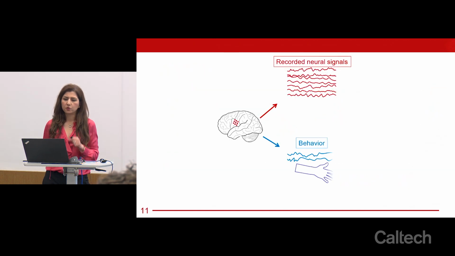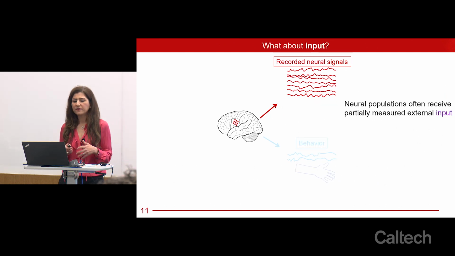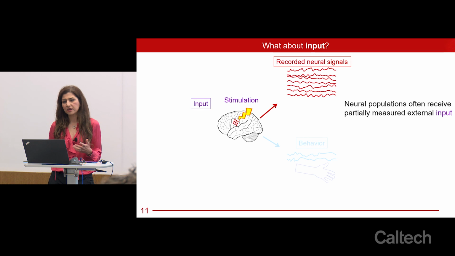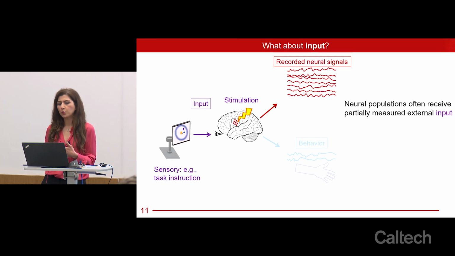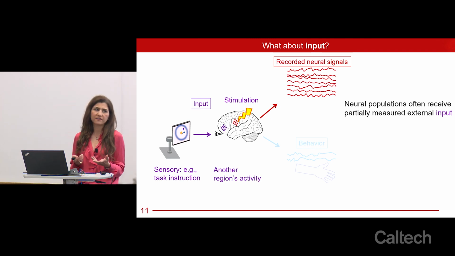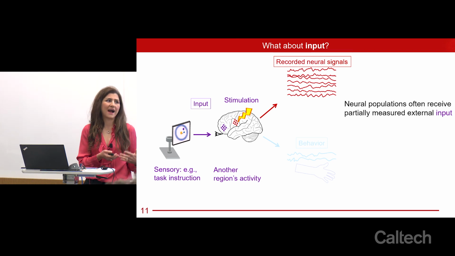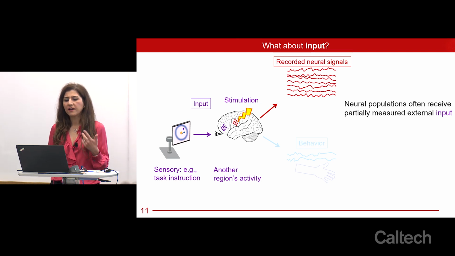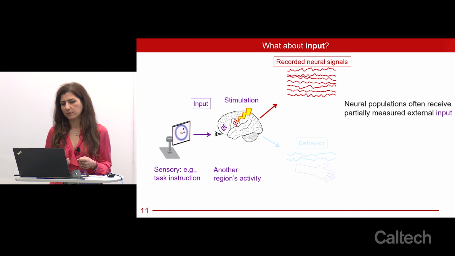All right, so we added behavior. But what about input? In particular, in a lot of investigation, we might have some sort of external input into the neuronal population that we are studying. This could be neurostimulation, let's say optogenetics, could be sensory stimulation, for example, task instructions, visual task instructions, or it could be the activity of another brain region that we're actually measuring. So how can we take measured inputs into account, and why does that matter?